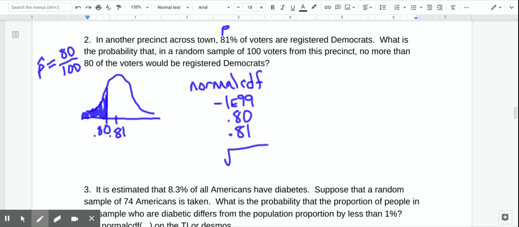So let's see. P is 0.81, and then 1 minus 0.81 all over 100. Okay, and you can put it in there. The calculator will do the calculation and then finish off the problem. And when you do that, the calculator should say 0.3994.